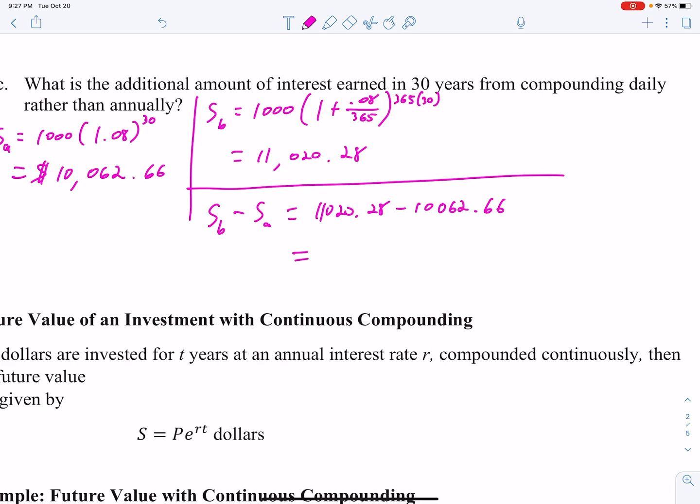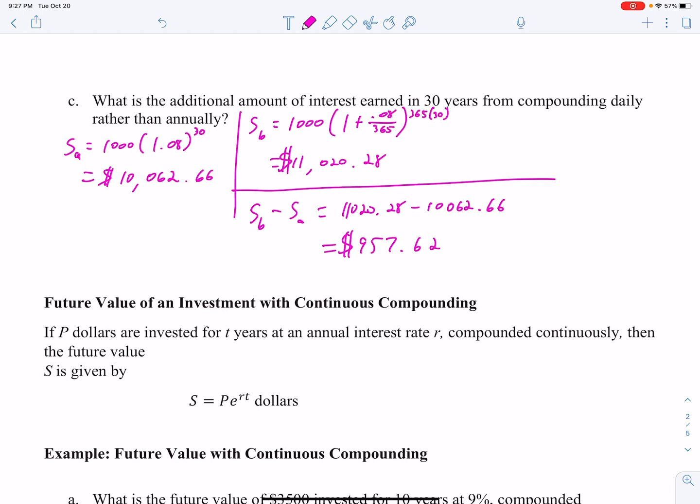If you punch that into your calculator, it should be $957.62. Again, don't forget your dollar sign. Oh, and I forgot my dollar sign up here on part B. So there we go, $957.62 more from daily compounding. Okay, and there's your answer. So the more times they compound, the better.